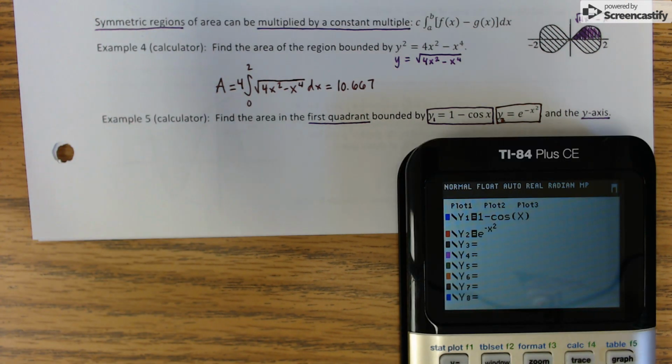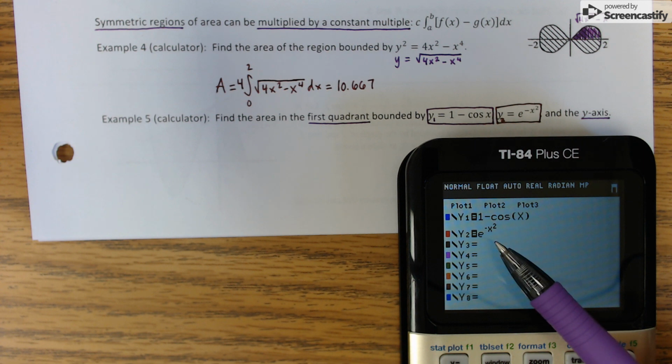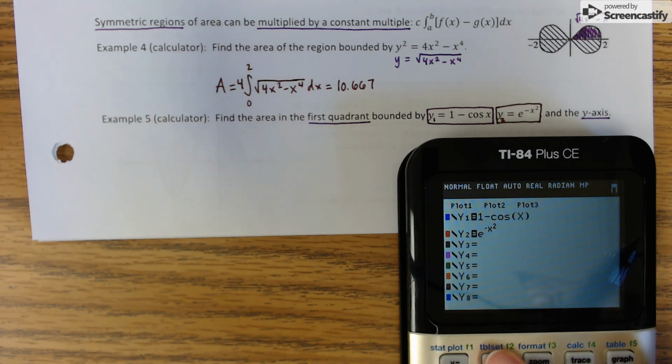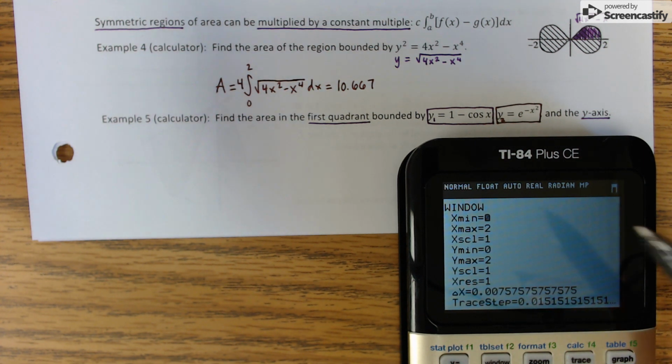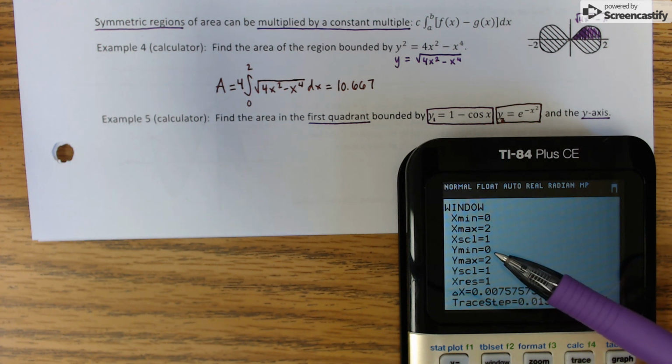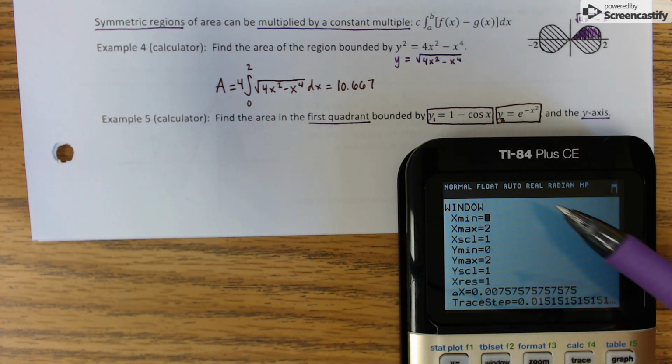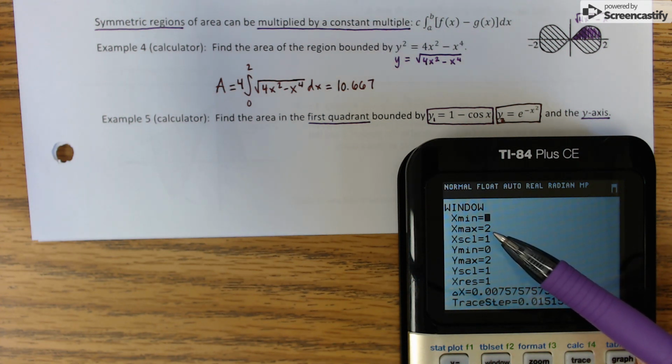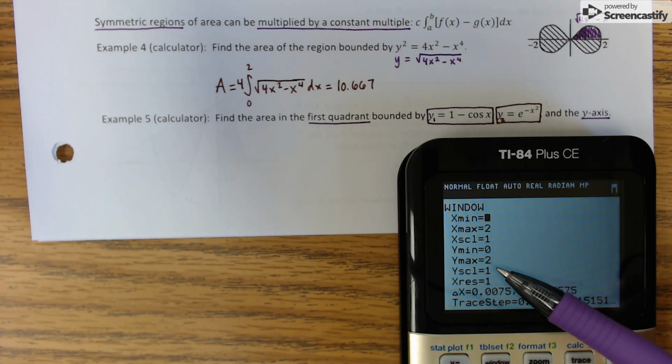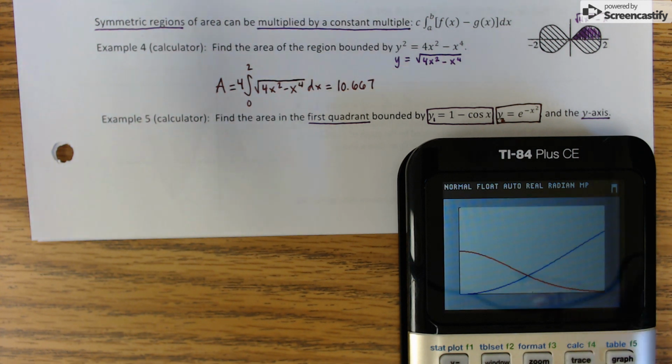So you see I have the functions in my y1 and y2. I also went into my window and kind of played around with those values. I knew x-min and y-min should be 0 since I'm in the first quadrant. And I also noticed by graphing it a couple times it was a really small function, so I made my x-max and y-max both 2. So if you'll do the same, we'll be looking at the same graph.